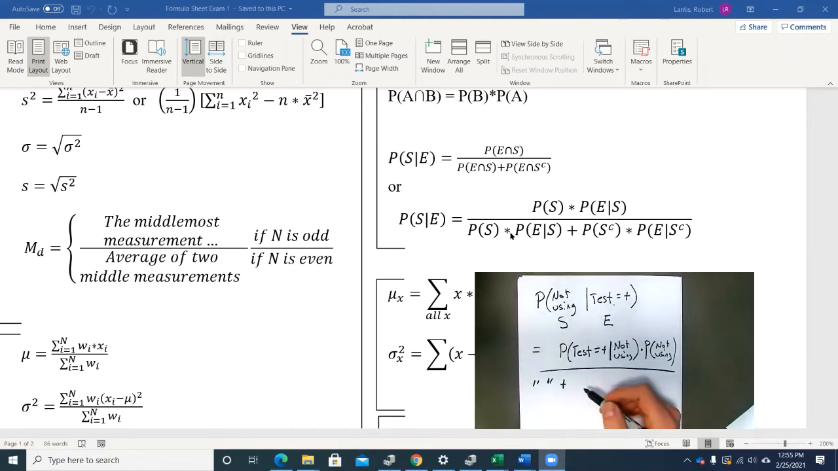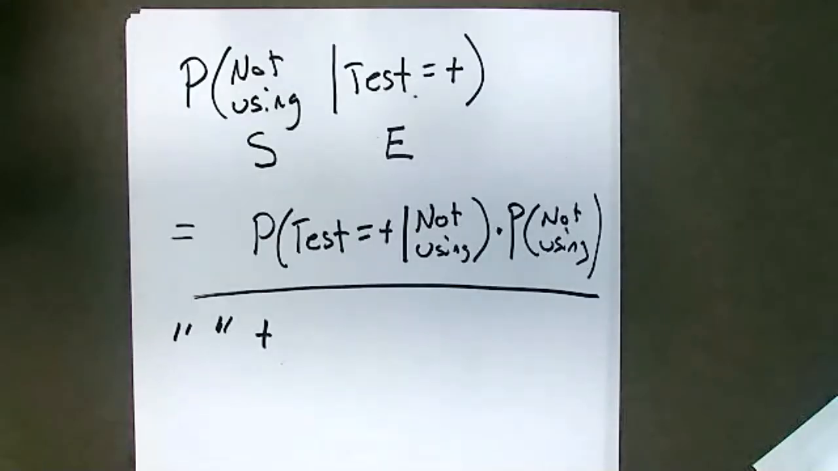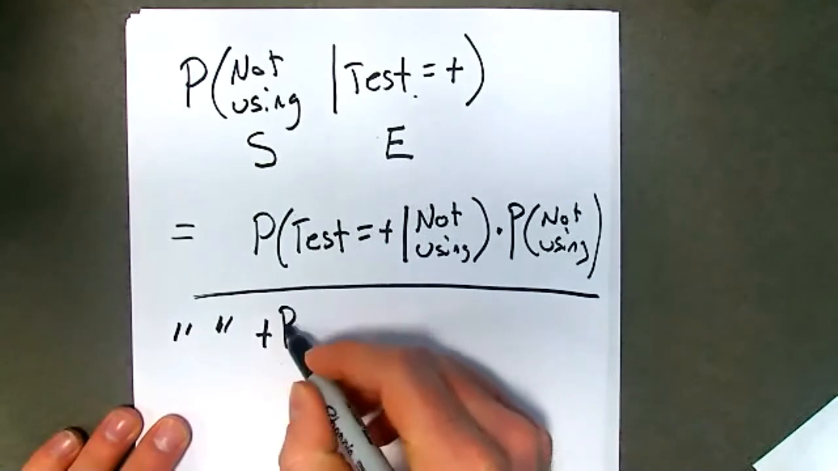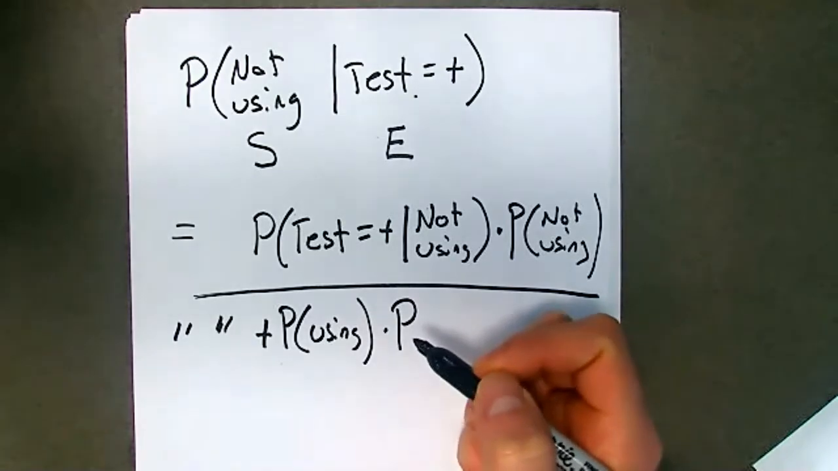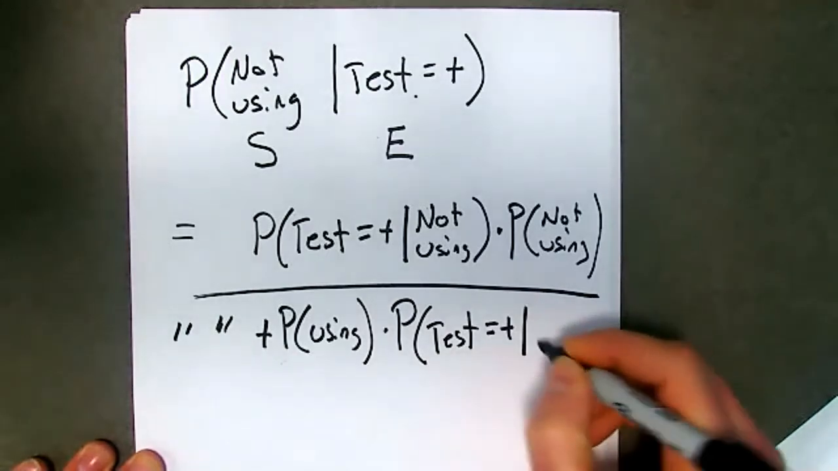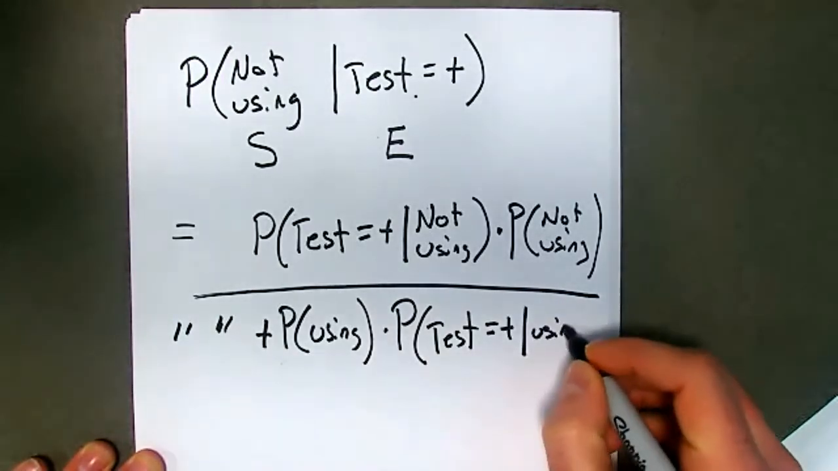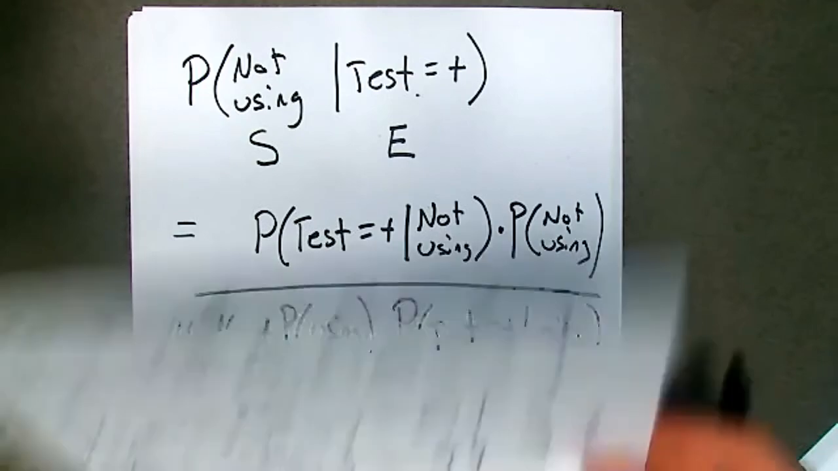So the second part is the probability of S complement. If our S was that they're not using, what would S complement be? They are using. So S complement is that they are using. And then it was times the probability of E given S complement. Well, our E was that the test comes back positive, and our S complement, we just said, was that they were using. Once I have Bayes theorem written out in the context of my example, it makes things a lot easier, because now it's just a matter of going back and plugging things in.